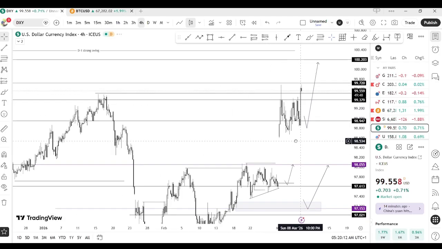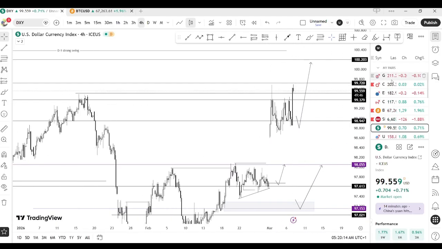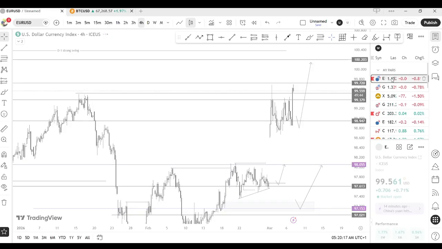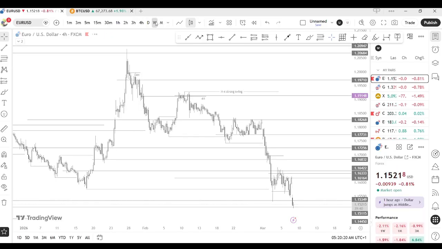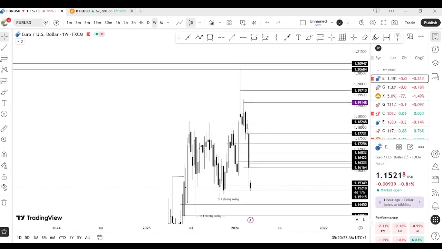Price can come to this place and just buy. So next is EURUSD. As usual, we go to the weekly time frame.